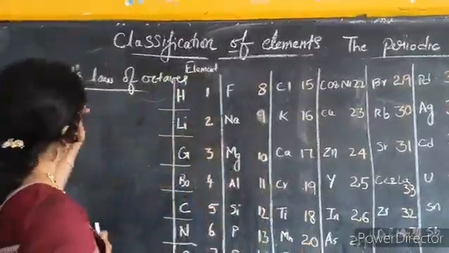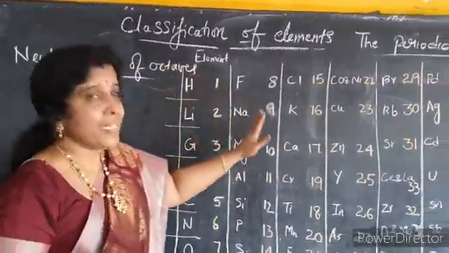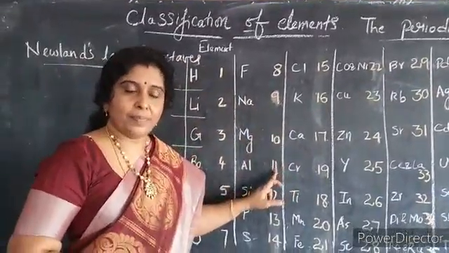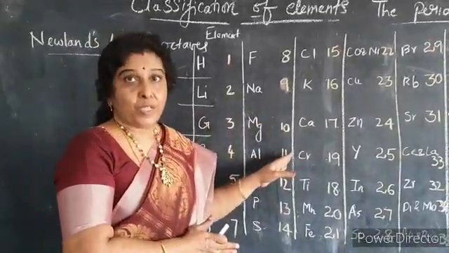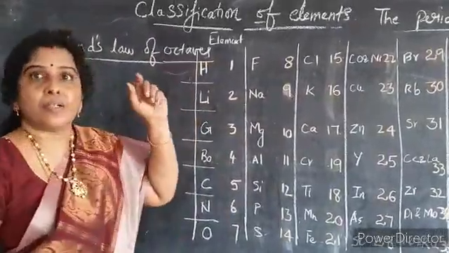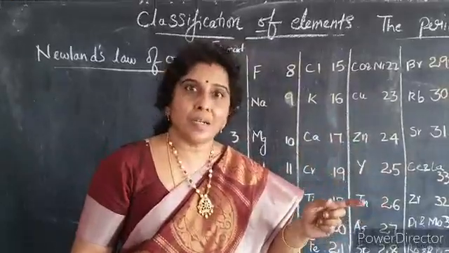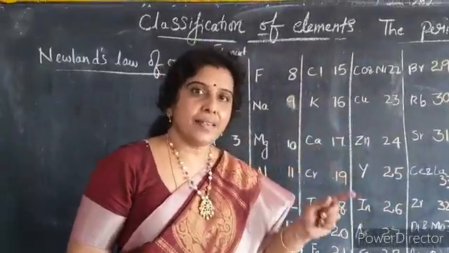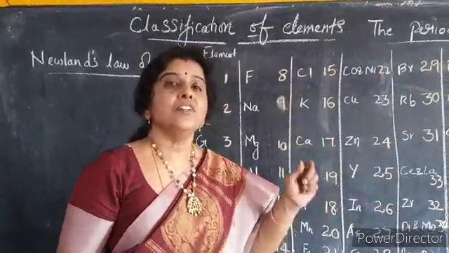So Newlands' Law of Octaves states that every 8th element in the table repeats the properties of the first element. So every 8th element, so that's the reason for octaves. Oct means 8. So what does this law state? Once again I will repeat. Every 8th element in the table repeats the properties of the first element.